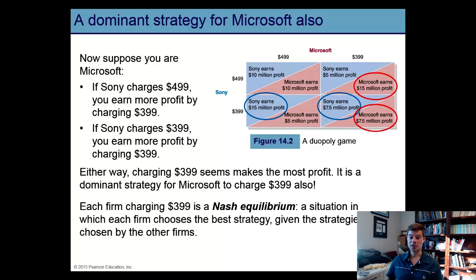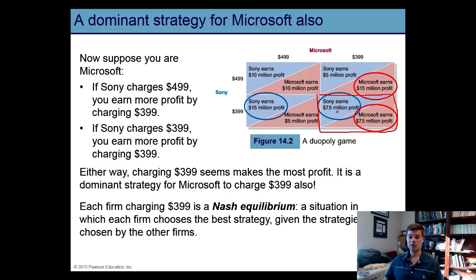And this is the best strategy given the strategies chosen by the other firms. Another way of saying this is a Nash equilibrium is an outcome where neither firm can do better by changing their behavior. In this case, the Nash equilibrium is clear because both firms have a dominant strategy. It's possible that a firm might not have a dominant strategy, but you can still have a Nash equilibrium in a game. Notice this lower right-hand box is a Nash equilibrium.